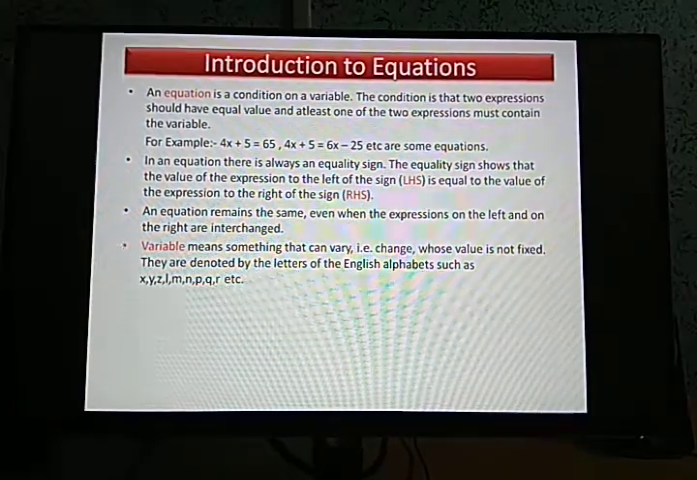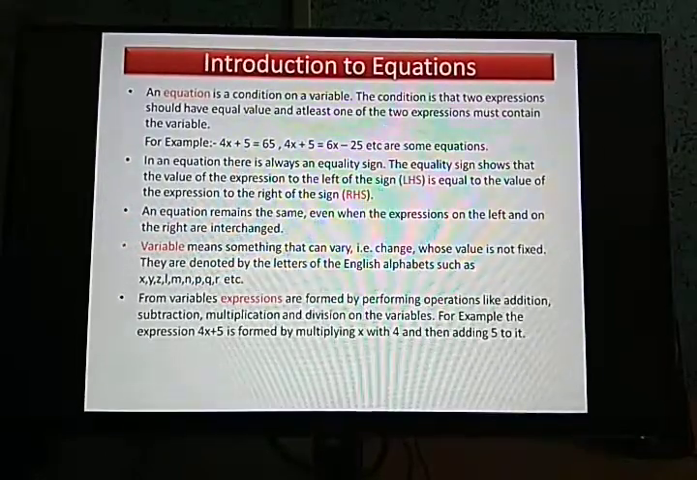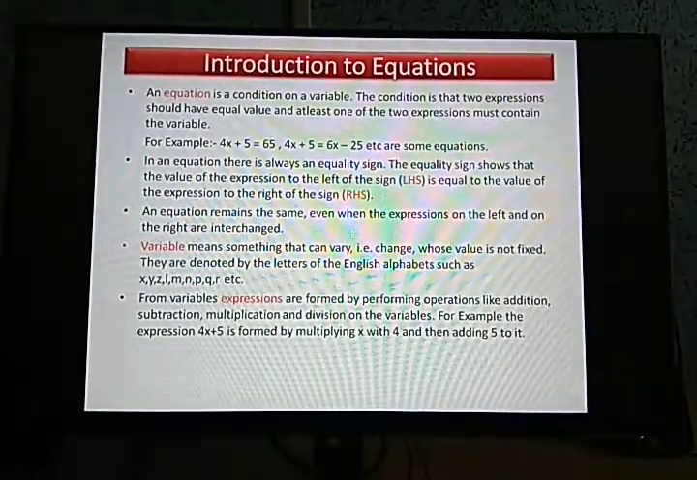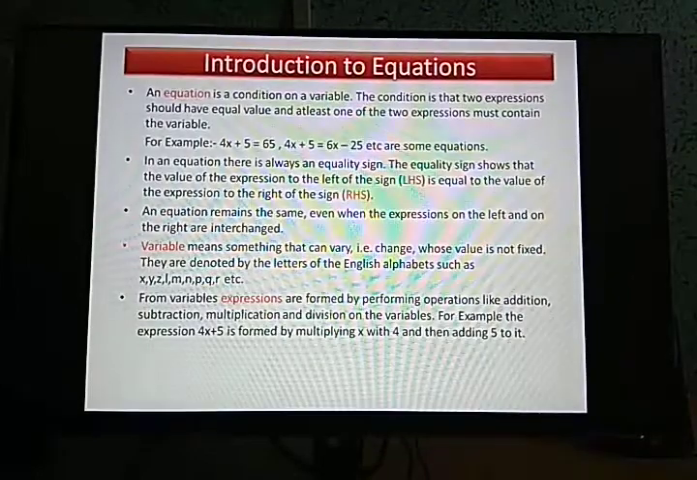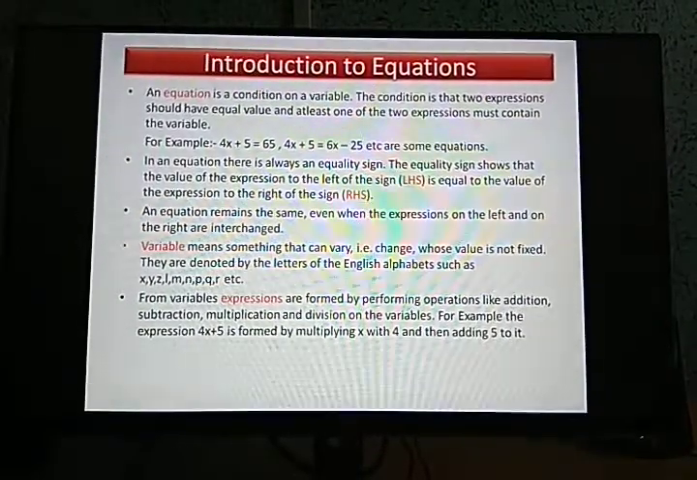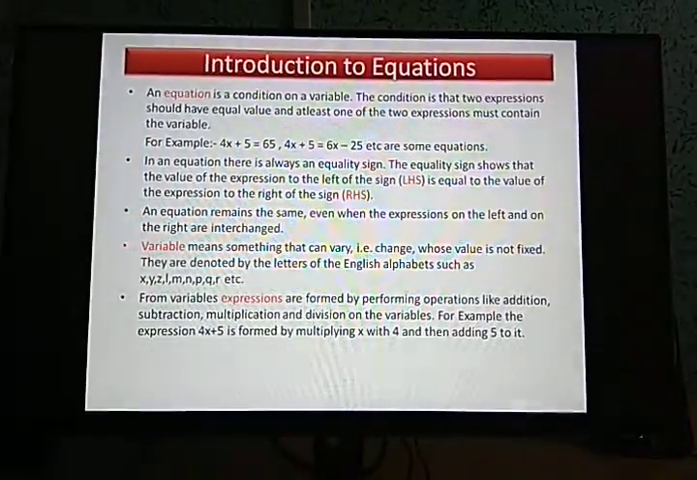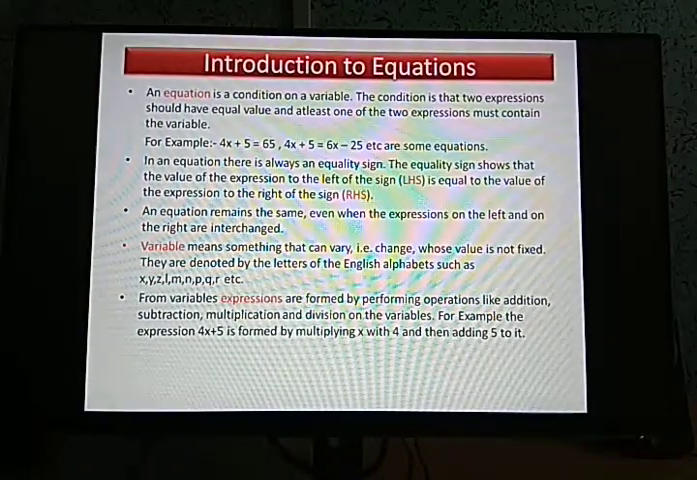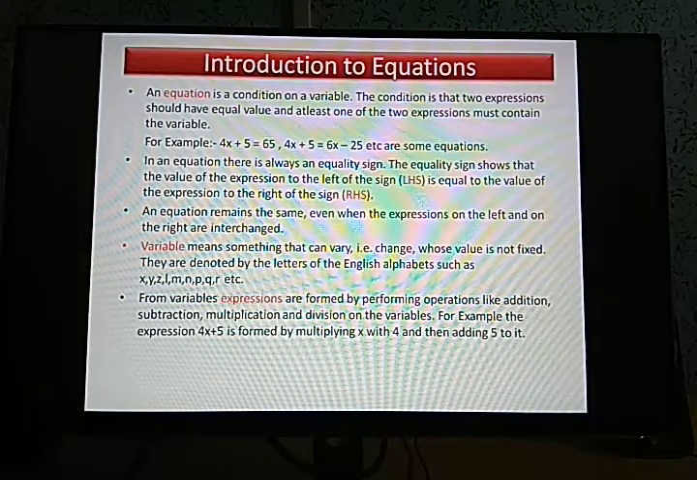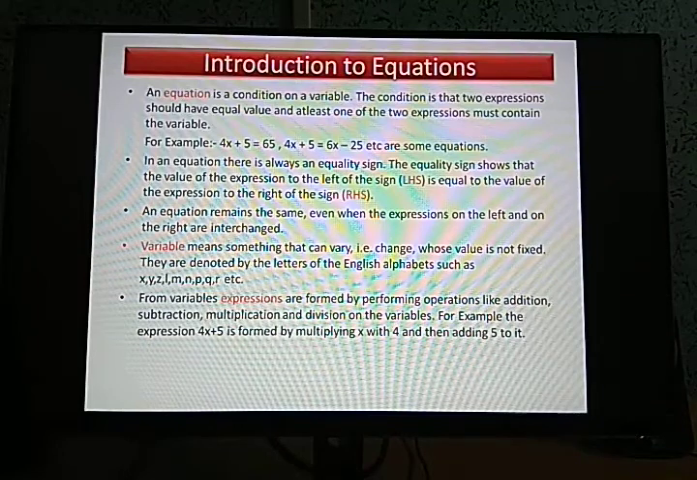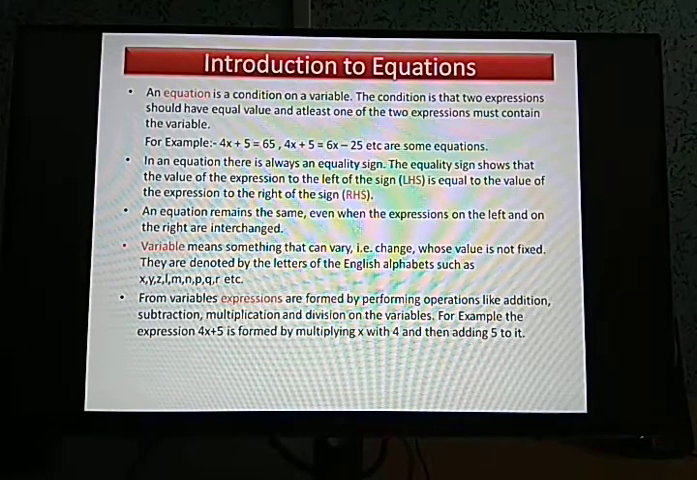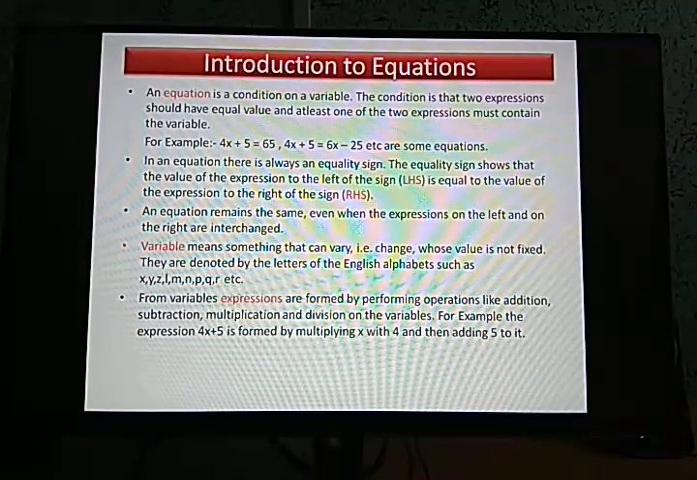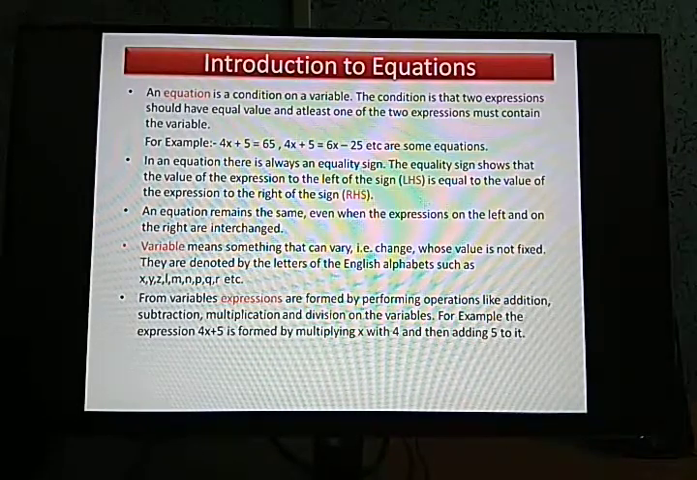Now next let us see what are expressions. Now from these variables only we can form the expressions. And they are formed with the help of the 4 basic operations, that is addition, subtraction, multiplication and division. So as you can see there, 4x plus 5 equals 65. Now this expression 4x plus 5, how is it formed? This is formed by first multiplying 4 with the variable x and then adding that term with the 5. So we got an expression 4x plus 5.